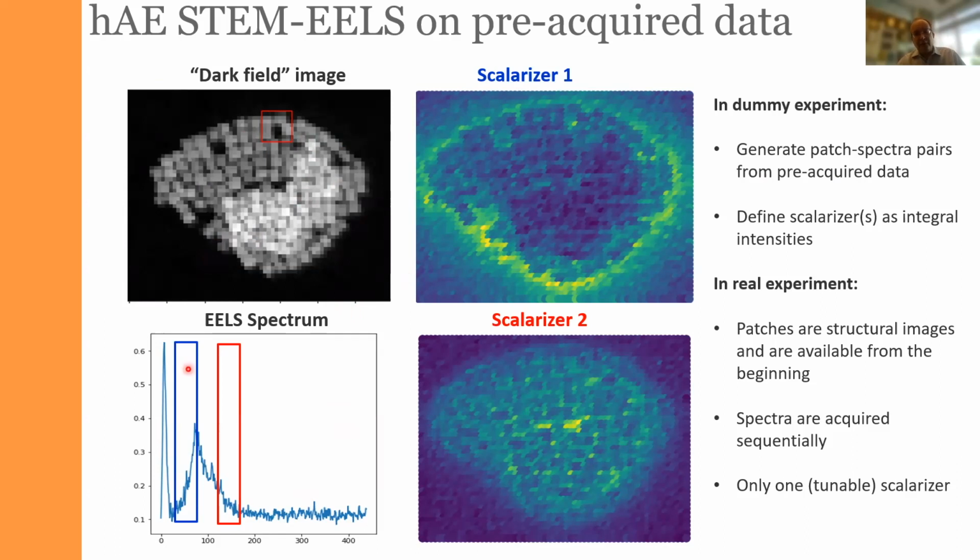So the first thing we can do is define scalarizer or scalarizers. For example, for an EELS spectrum, I can choose a scalarizer as the intensity integrated over this interval. And this is how it looks like. This is our image of our scalarizer. This is a different scalarizer. Let's assume that I want to integrate intensities here. And this is how this one looks like. Again, given that we are operating with the pre-acquired dataset, these are relatively low resolution images, but again, it is what it is.